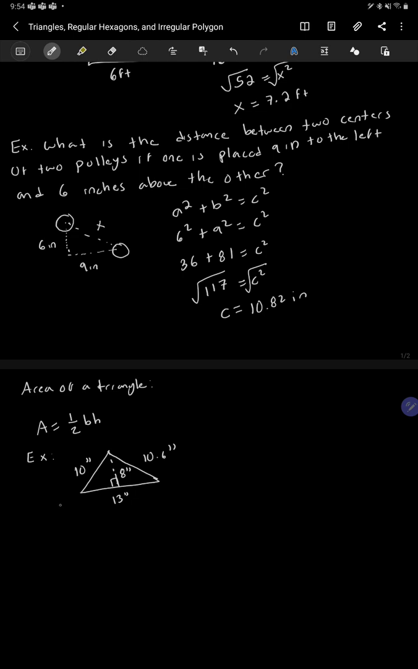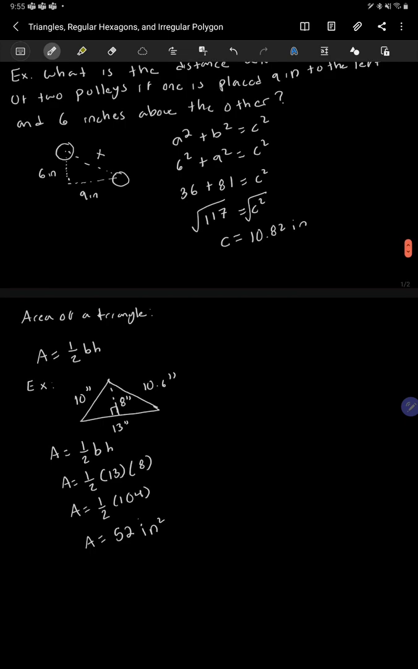So our area is equal to 1/2 the base times the height. So area is 1/2 times the base, which is 13, and the height, that is 8. So area is equal to 1/2 times 13 times 8, which is 104. Half of 104 is going to give us 52 inches squared. Cool. And so that's how we're able to find the area of a triangle.